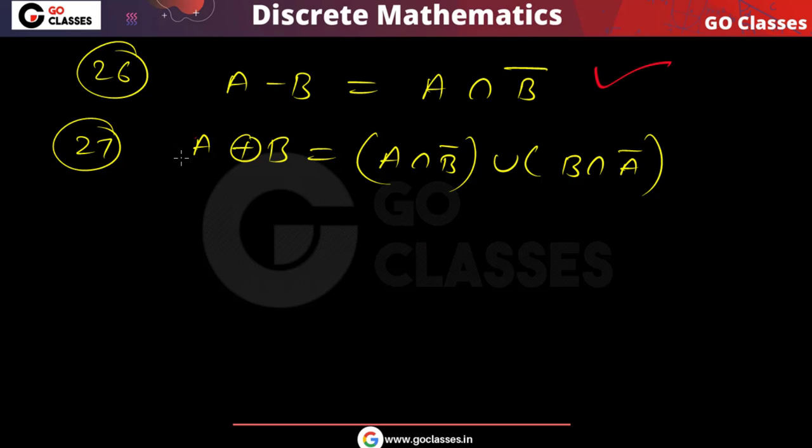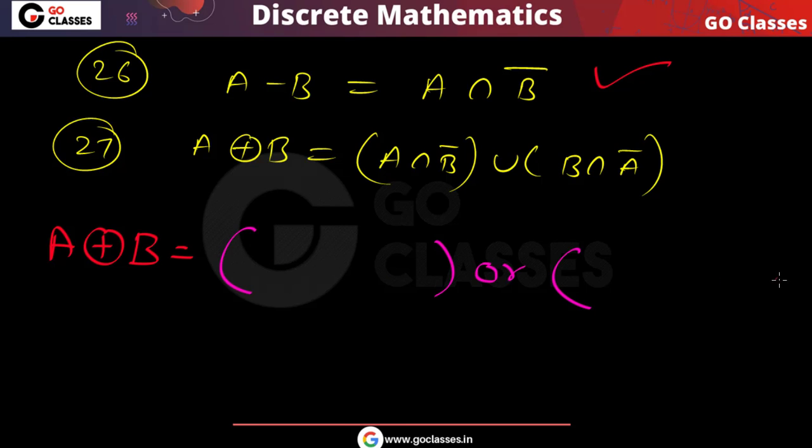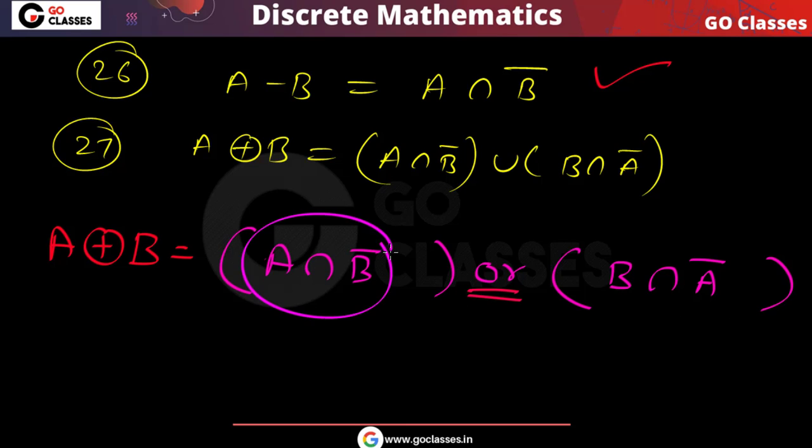Next, A minus B is the same as A intersection B bar. Also, the symmetric difference: when can I say some element belongs to the symmetric difference of A and B? It will happen when either the element belongs to A and not in B, or the element belongs to B and not in A. So this is the idea. X belongs to A symmetric difference B means X belongs to A and not in B, or X belongs to B and not in A. So either X is only in A or X is only in B. This is the symmetric difference rule.